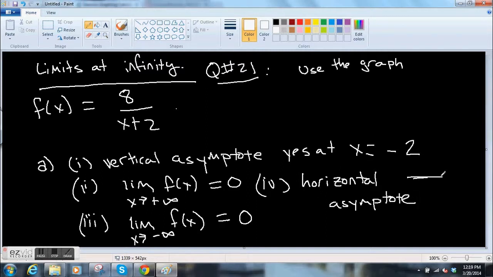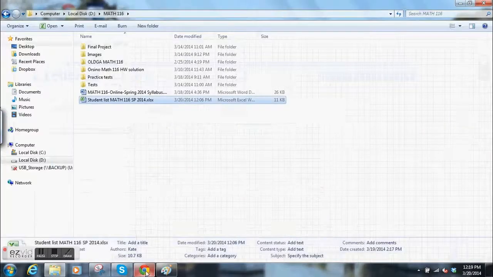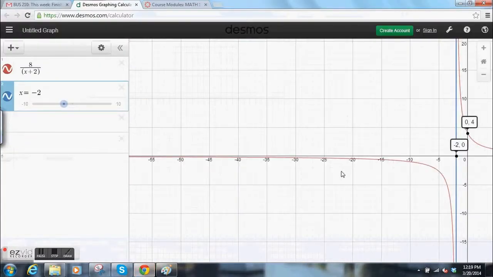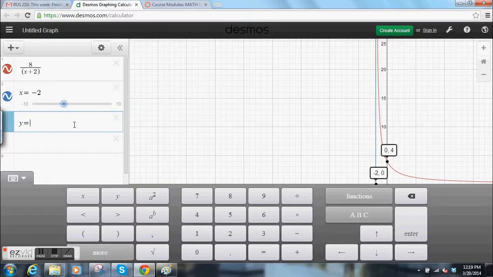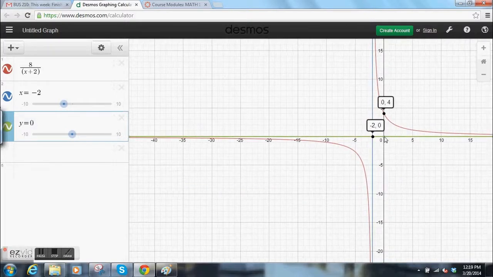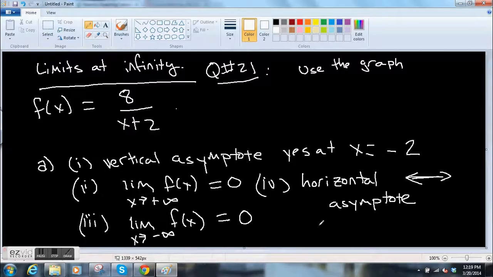So the horizontal means going this direction, right? In this case, let's go back here to our paint picture. The horizontal asymptote, you can see there's this line at y equals 0. I can write y equals 0 here. That becomes the horizontal asymptote. The red line, which is our function, gets close to y equals 0, but it never crosses it. So the answer is yes, at y equals 0.